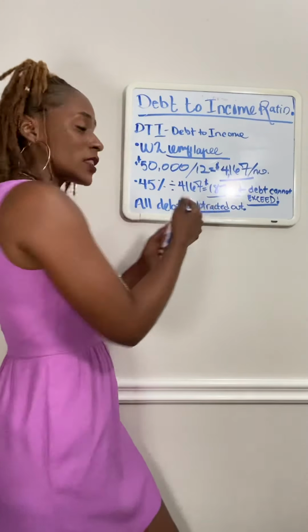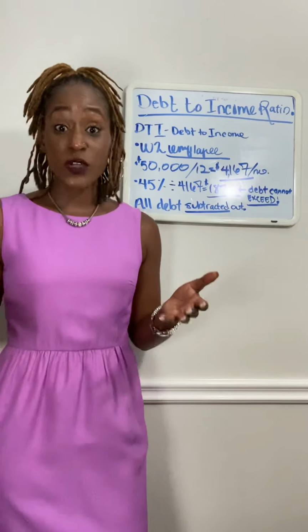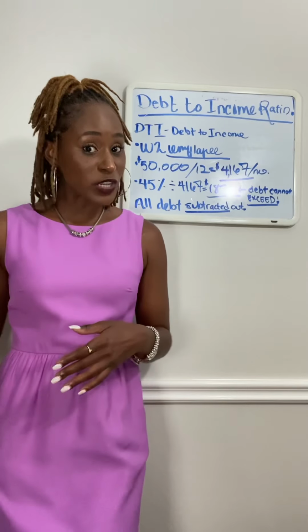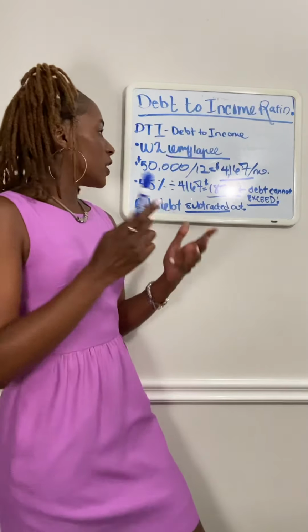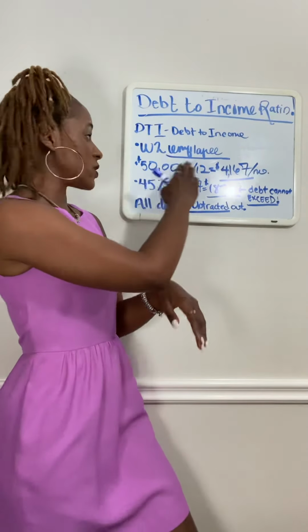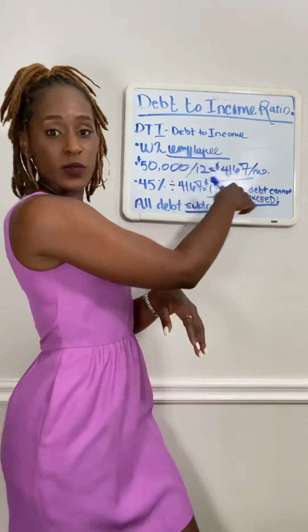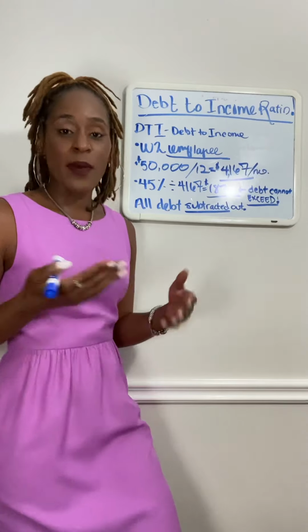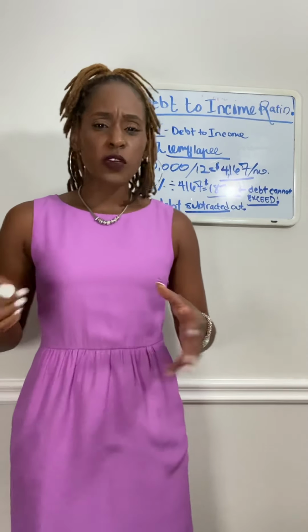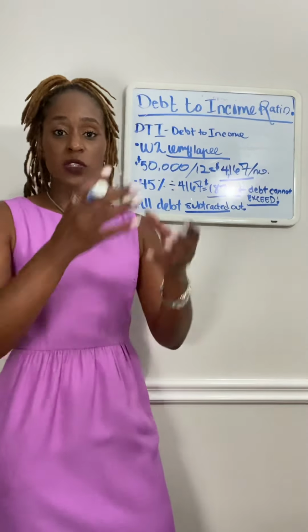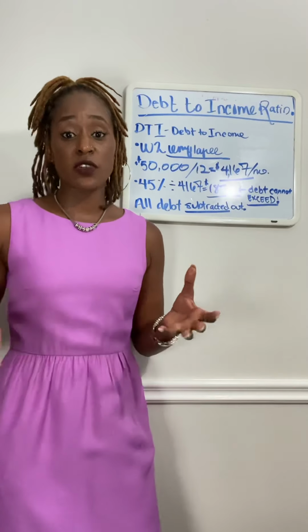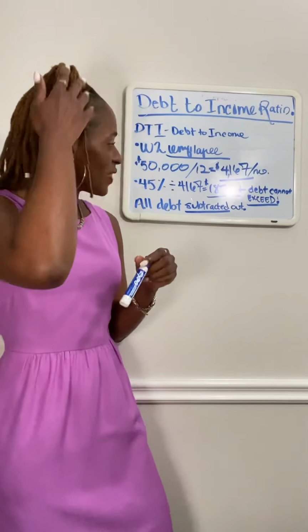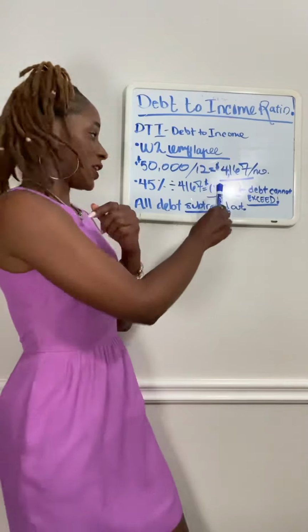So hopefully this was a somewhat clear explanation of how to calculate your DTI, or your debt to income ratio. Again, you just want to take your salary and divide it by 12. That will give you a sum. You're going to take that sum and apply 45%, which is the typical percentage that lenders use to gauge your debt to income ratio. And then remember that your debt cannot exceed that amount.